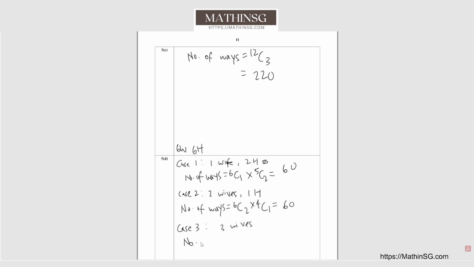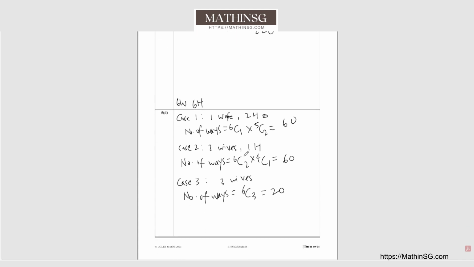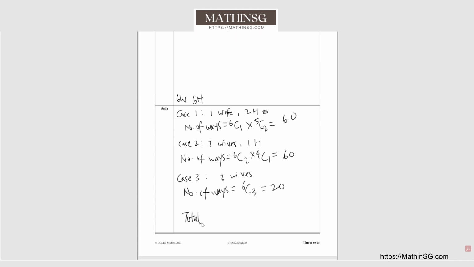For case 3, we have 3 wives and 0 husbands, right? So the number of ways is basically just 6 choose 3, okay, because we want to choose 3 wives out of the 6, and 6 choose 3 will give us 20. So the total number of ways will be equal to 60 plus 60 plus 20, which gives us a total of 140. Okay, so for part D, the answer is 140.